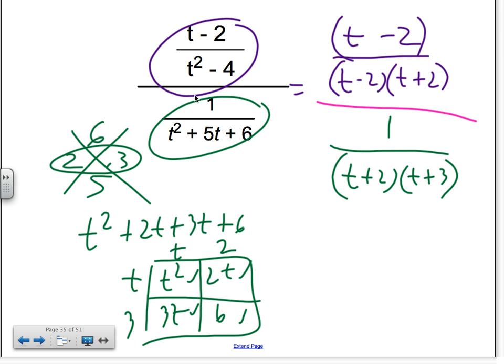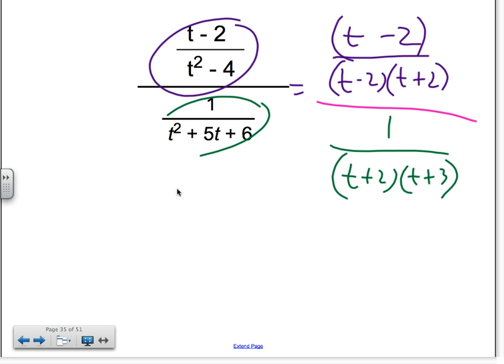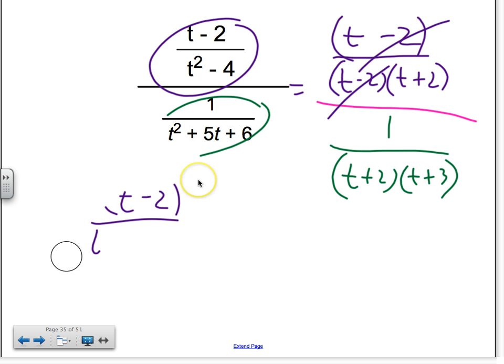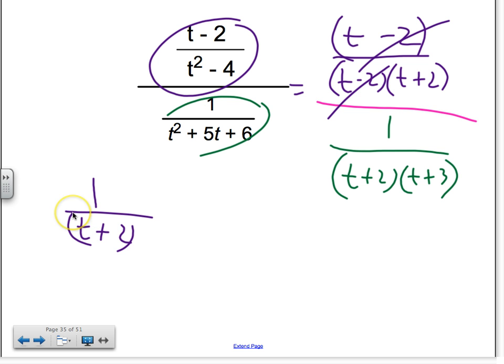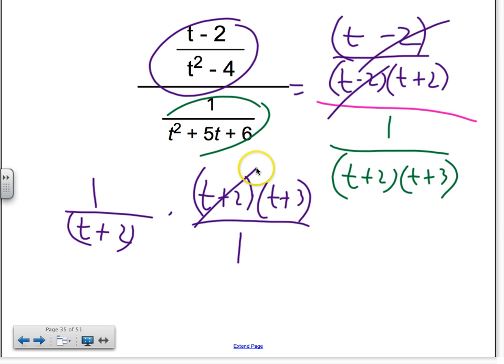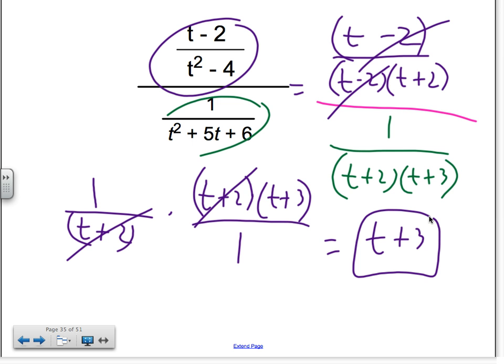Now that we have this, what do we do? Reciprocal. Very good. So let's take a look at it. I have t minus 2, I have t plus 2. Can we cancel this out? Yes, we can. That will simplify it even more. That means we only have one t plus 2. And over here, times t plus 2, t plus 3, over 1. Oh, look at this. So the answer is just t plus 3.